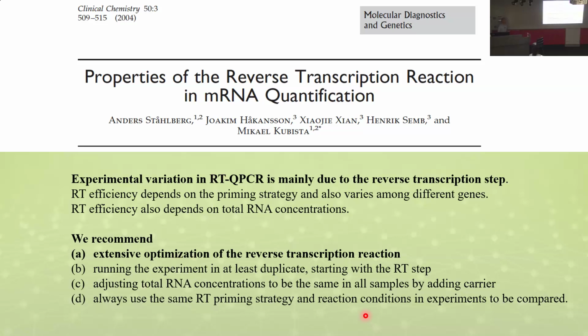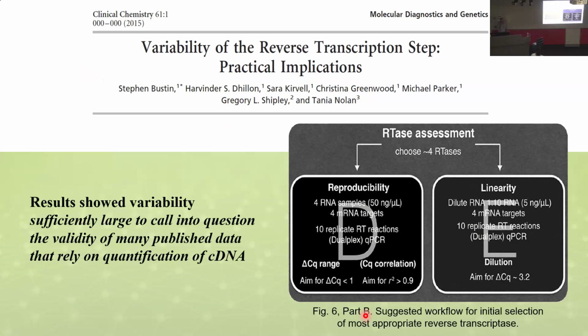Okay, another one here, properties of reverse transcription reaction: experimental variation is mainly due to the reverse transcription step. We recommend extensive optimization, right? So here's another publication that talks a lot about the optimization that's necessary. This is a Steve Bustin paper. So, he really dug into it.